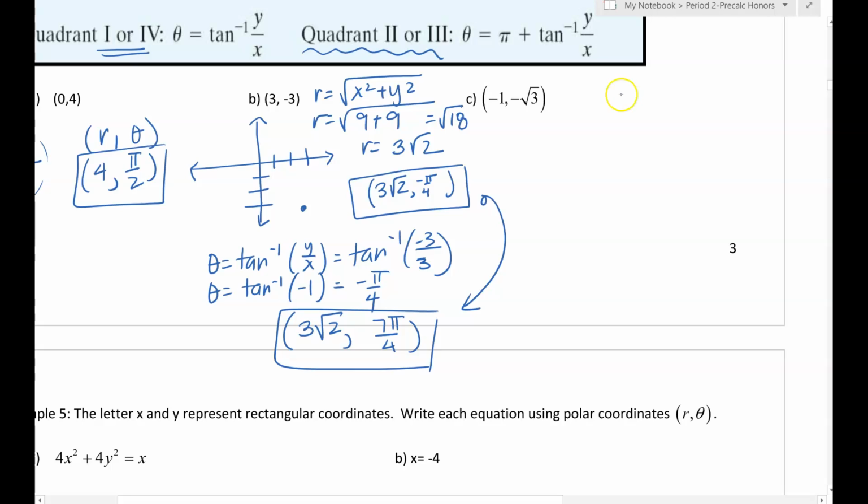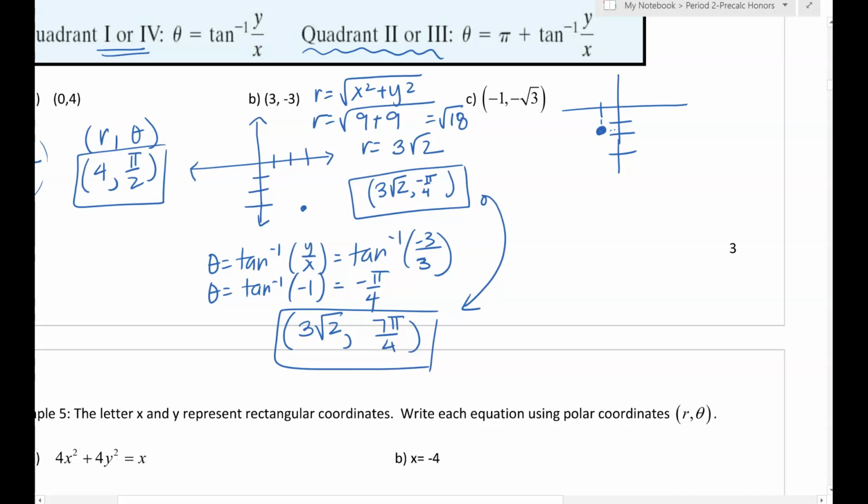All right, you're on C. Let's draw it out. It's a -1 for x and a negative square root of 3. Well, square root of 3 is going to be in between 1 and 2. Because square root of 1 is 1, square root of 4 is 2, and 3 is right in between 1 and 4. So somewhere here is where my dot is, right there in quad 3.